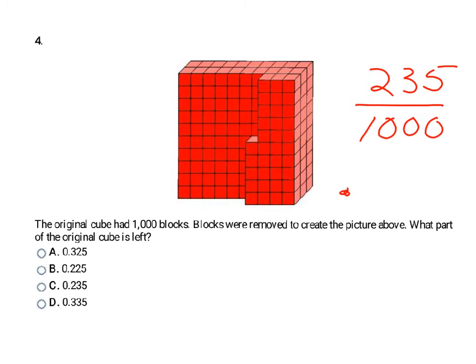And for the 5 to be in the thousandths place value, it's going to have to be 0.235, which you read 235 thousandths, which makes sense since it was out of 1,000. And so that's going to make choice C your final answer.